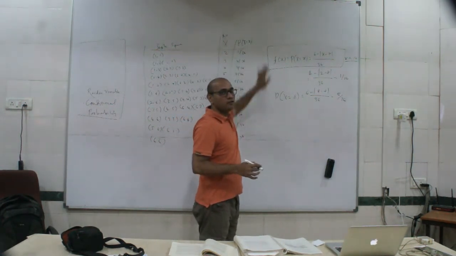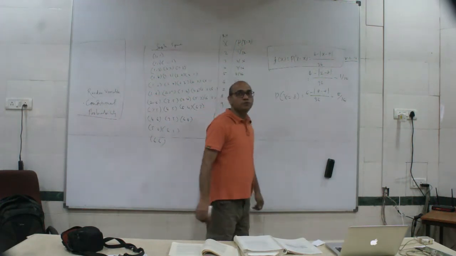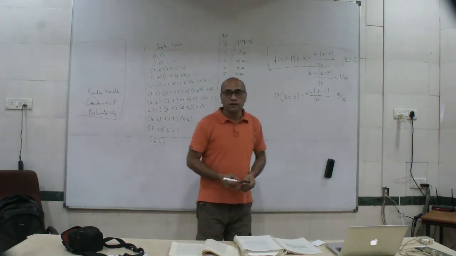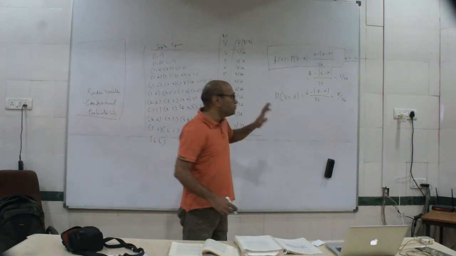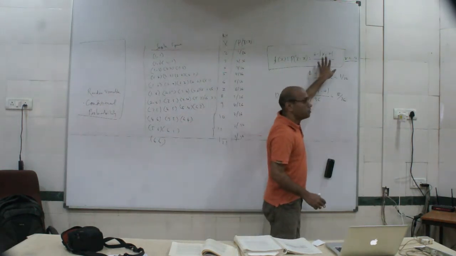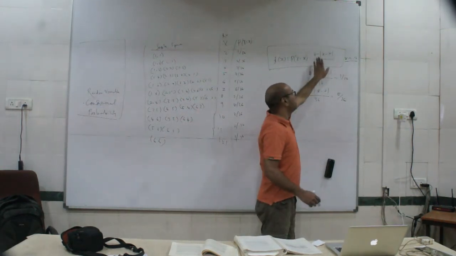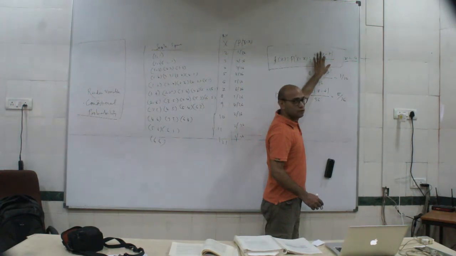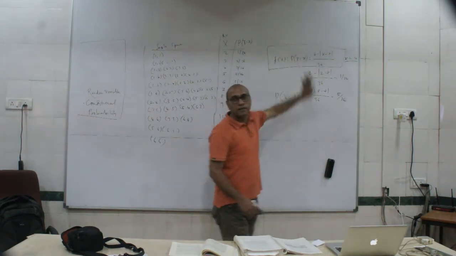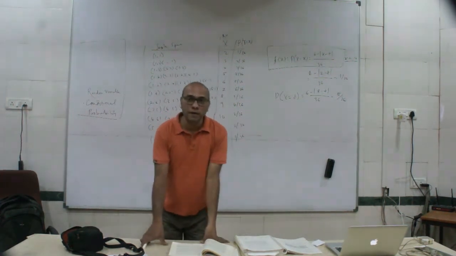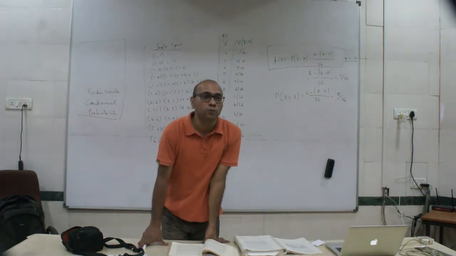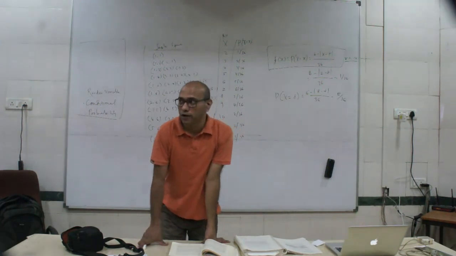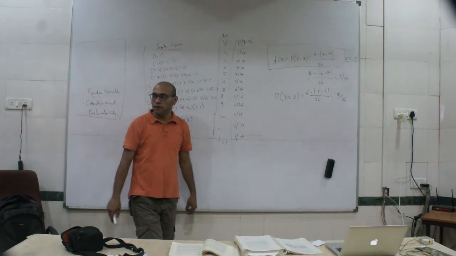This formula is called a distribution function. What is a distribution function? A distribution function is that formula in which if I enter a value of x, it returns me the probability associated with that value, right? That's what a distribution function is.